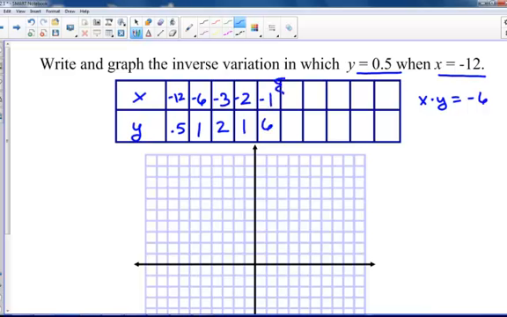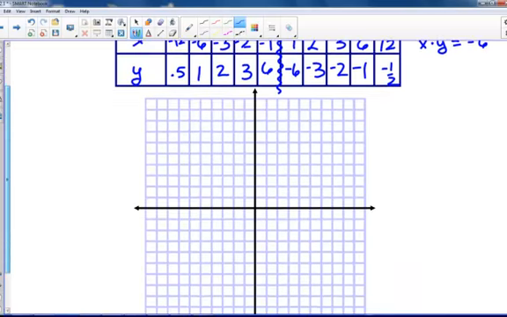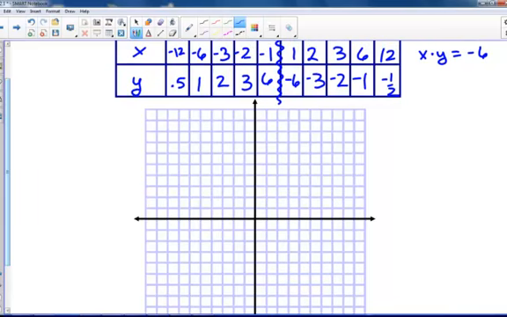Now, we could also do 1 giving us negative 6. 2, I think I put a 1 here. I meant to say 3, giving us negative 3. 3 giving us negative 2. 6 giving us negative 1. And 12 giving us negative 1/2. If we were to plot these, we're going to get a true hyperbola. This equation is this, that we're going to be graphing.